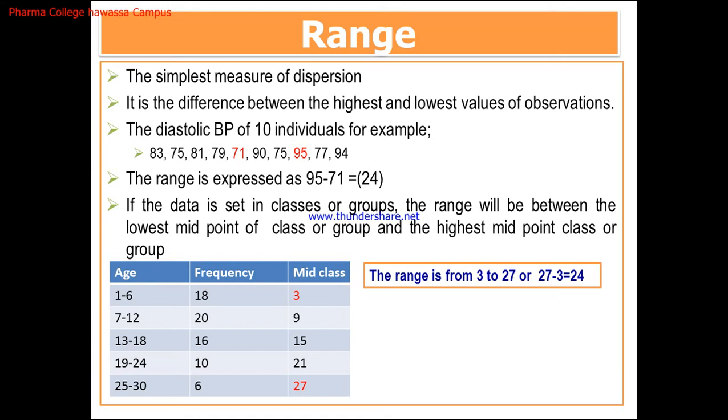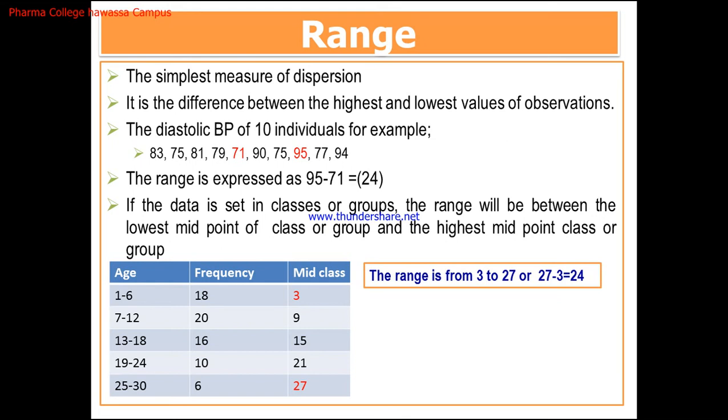If you remember, one of the advantages of the range is to determine the width during the formation or construction of grouped data. The width is equal to the range over the number of classes k: the range, which is the largest value minus the smallest value, divided by k. So the range cannot be used during the grouped frequency.